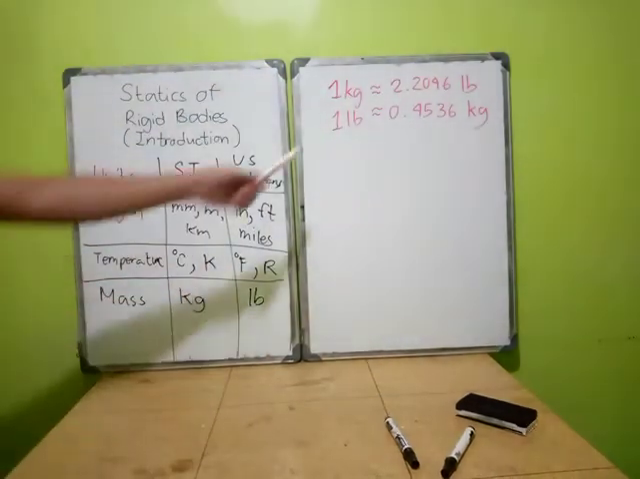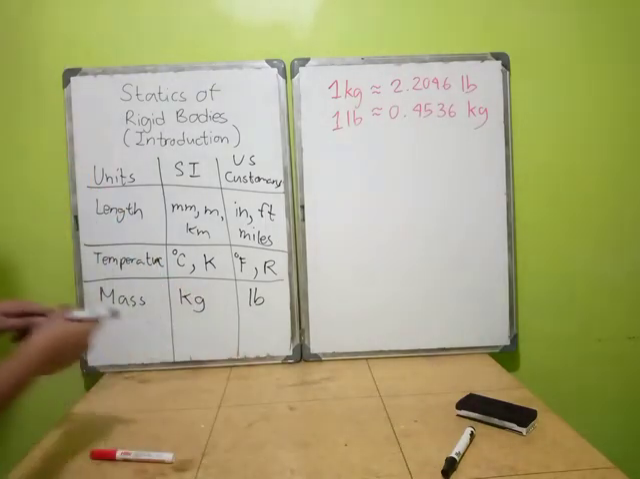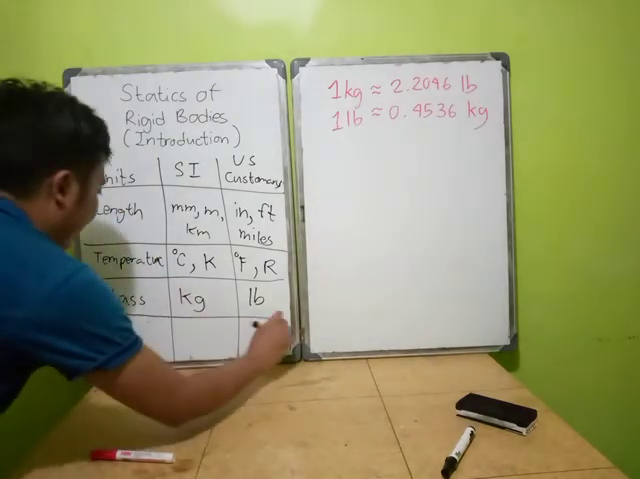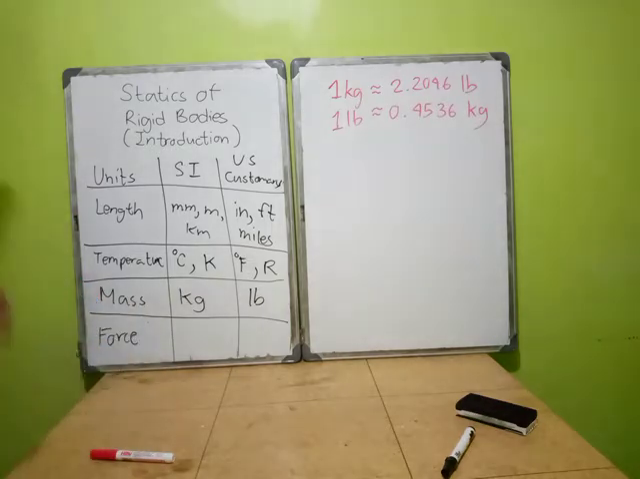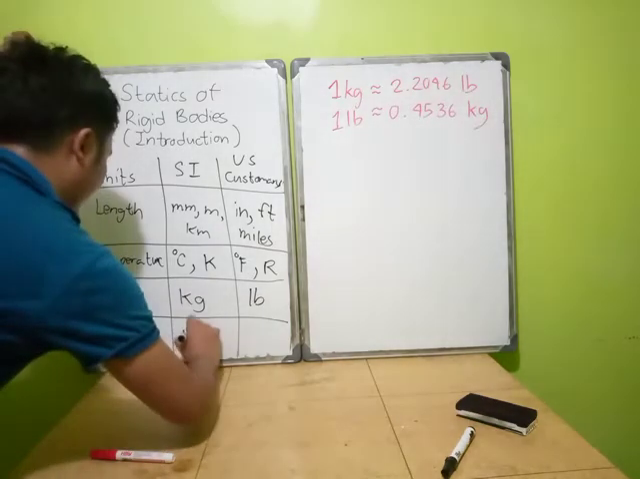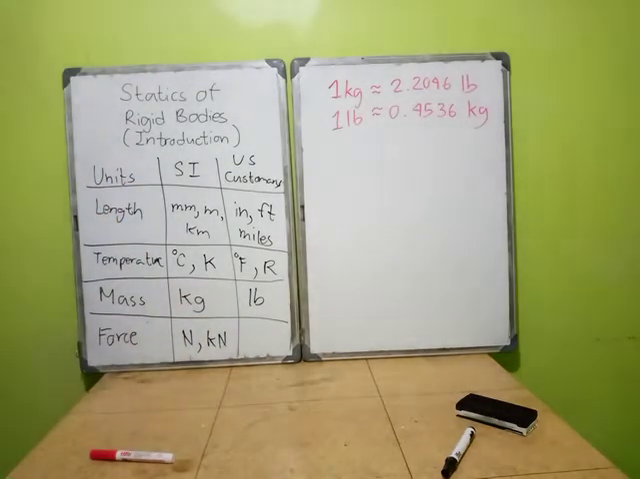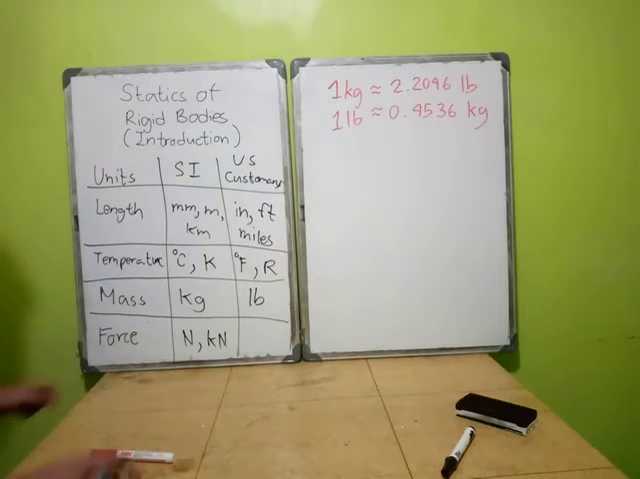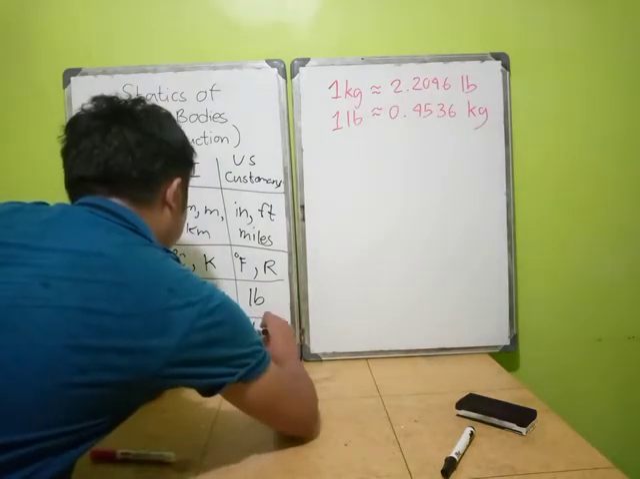So that is for mass, okay? The conversion of mass. And then we have, okay, doon tayo sa force. Okay, pataas tayo. Force. Yung madalas ginagamit sa SI is Newton or kilonewton. Dito naman sa US customary, yung madalas ginagamit is, okay, pounds pa rin.